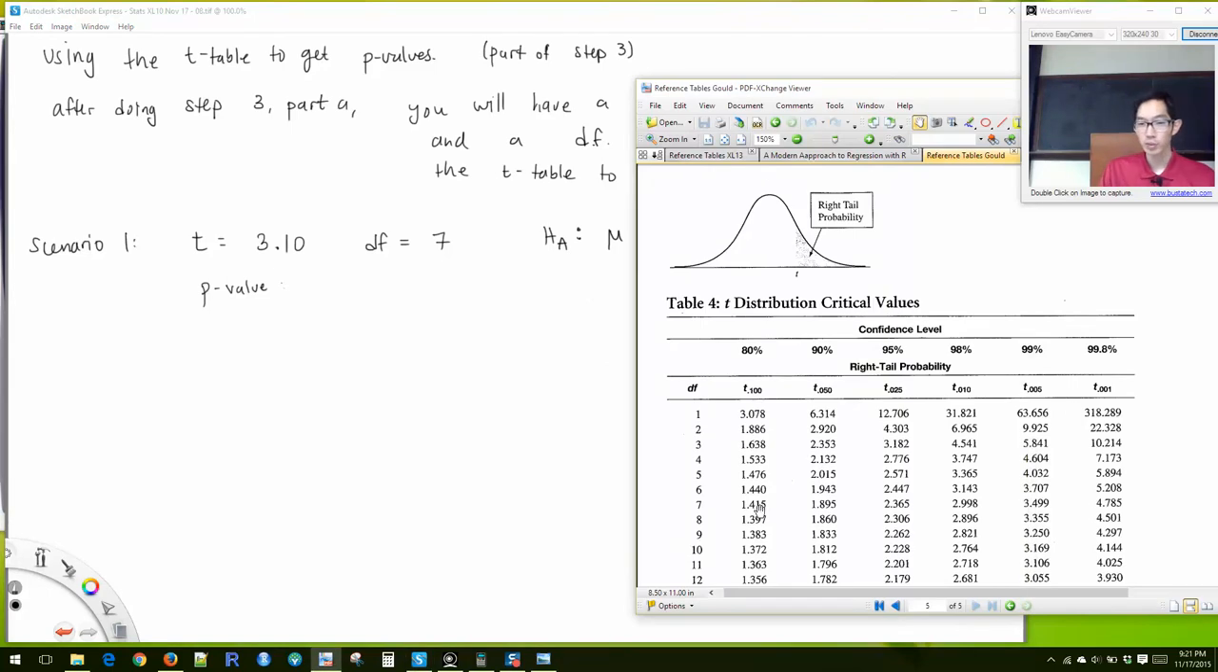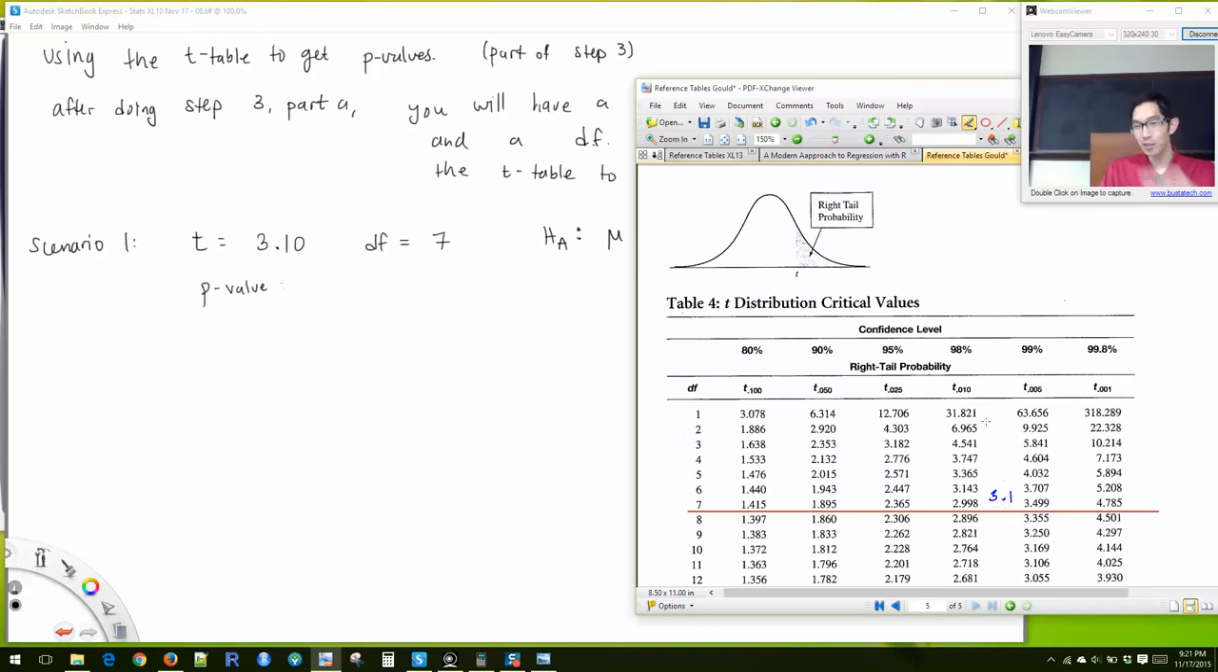Okay? So what we do is we go to this row, 7 degrees of freedom. So the only row that matters. And we're going to look for where I have 3.1. Okay? So where would 3.1 fit in this thing? It would fit in between 2.998 and 3.499. Are we in agreement there?